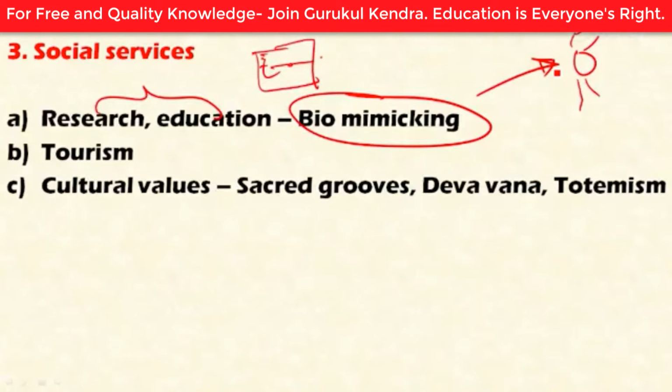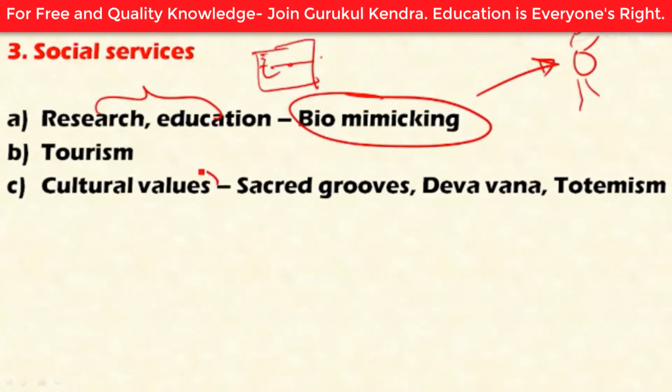So this is the new science. So it provides social services as well. And next is tourism. We know that wildlife sanctuaries and national parks provide recreation for the city folks. And next is cultural values.